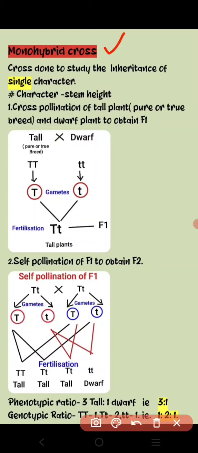Monohybrid cross. This is the cross done to study the inheritance of a single character. And here the character selected is the height of the stem. And two steps are there. One is the cross-pollination of tall plant and dwarf plant to obtain F1. And second one is the self-pollination of F1 to obtain F2.